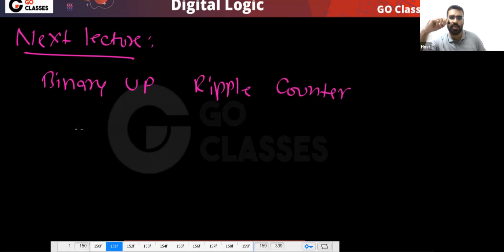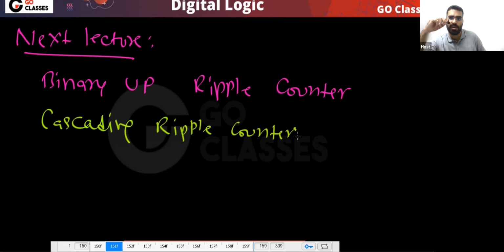After this, we will study cascading of counters. How can we cascade ripple counters? If you have multiple ripple counters, how can you connect them together? This concept we will study.